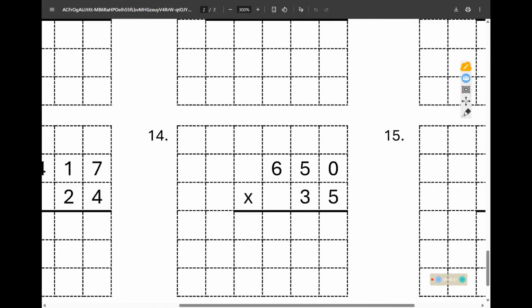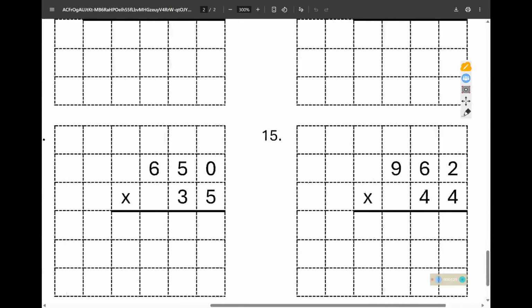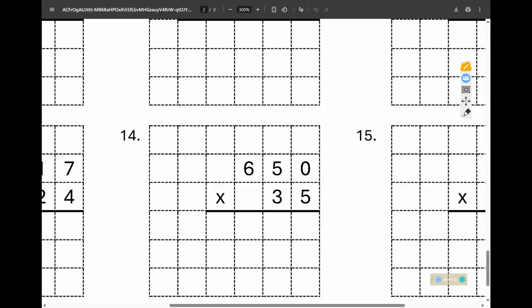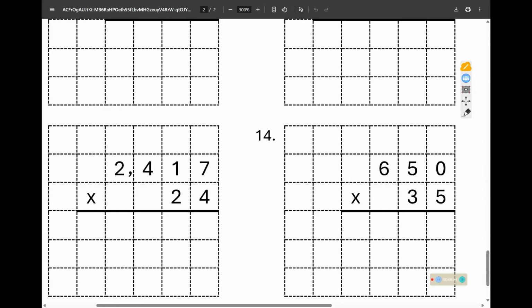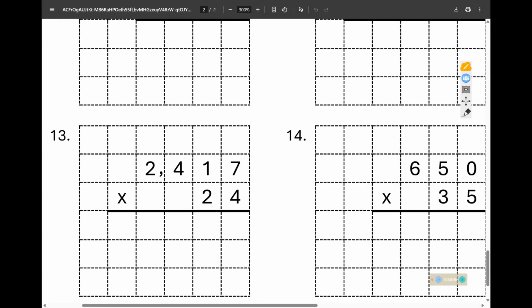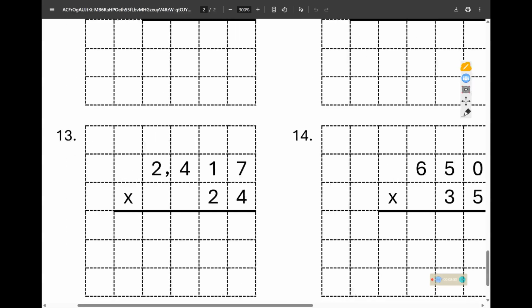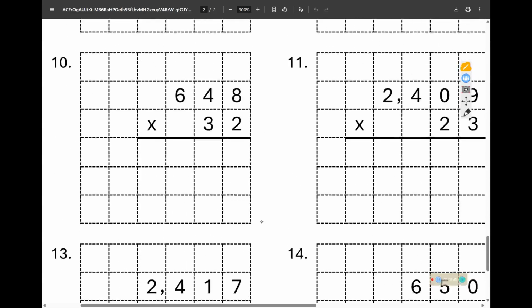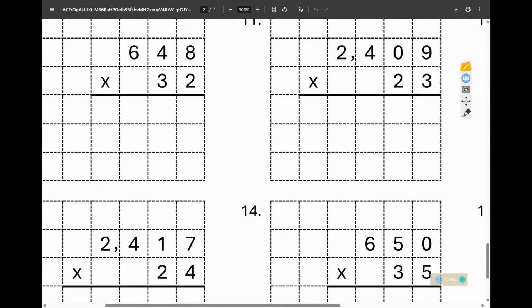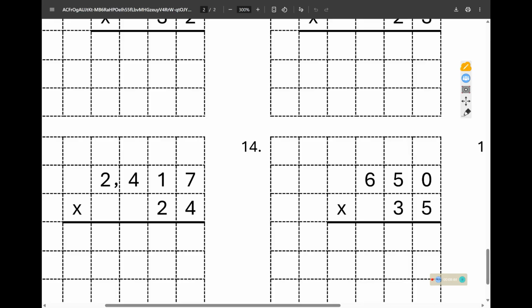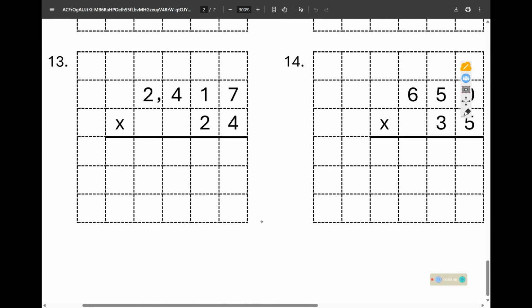Let's see if there's any. Okay. I guess I'll do 13 and 14. Yeah.